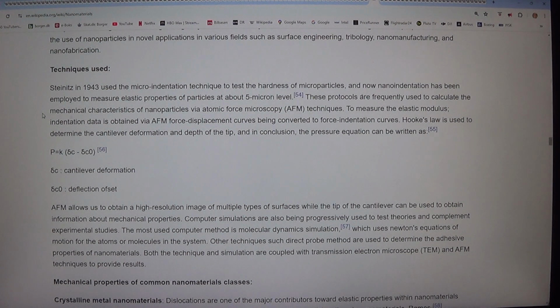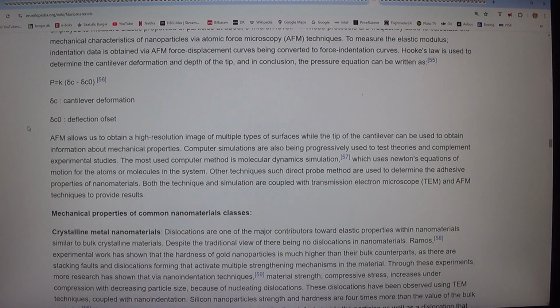These protocols are frequently used to calculate the mechanical characteristics of nanoparticles via atomic force microscopy, AFM, techniques. To measure the elastic modulus, indentation data is obtained via AFM force displacement curves being converted to force indentation curves. Hooke's law is used to determine the cantilever deformation and depth of the tip, and in conclusion, the pressure equation can be written as P equals K, C, C0. C, cantilever deformation. C0, deflection offset.